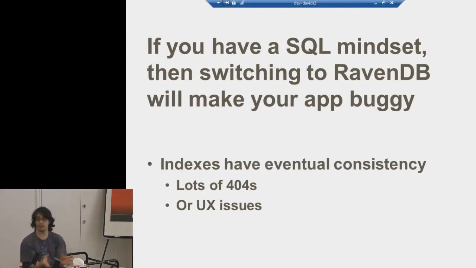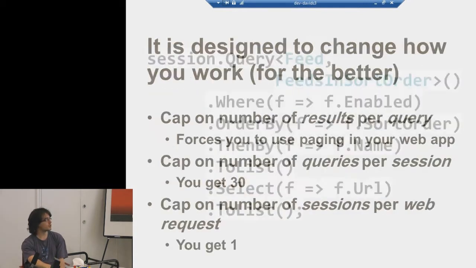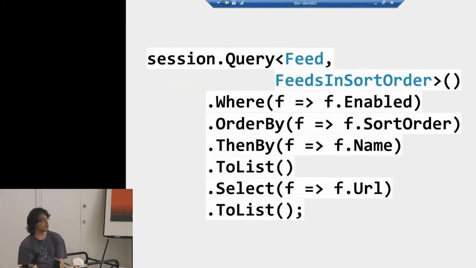RavenDB has a few particular issues that just this has. So all of the indexes have eventual consistency. So what that means is that whenever I run one of these MapReduce indexes here, it will eventually be consistent, but maybe not right now.